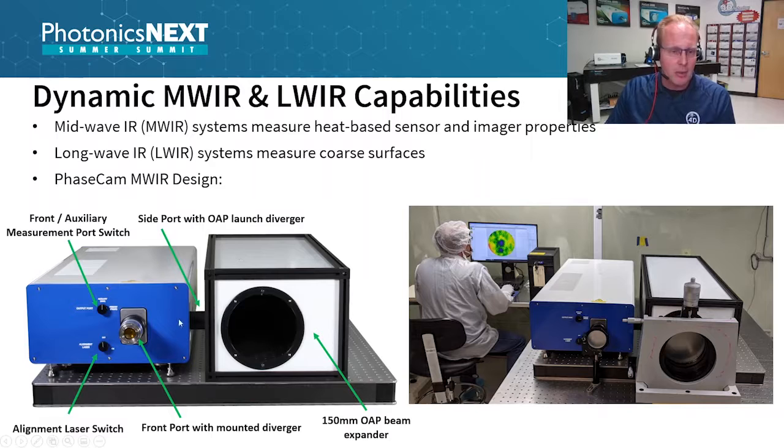And here on the bottom left, you can see the PhaseCam mid-wave IR, where we also have integrated a 150 millimeter beam expander. So you can get a 150 millimeter collimated beam using an off-axis parabola built into the instrument. And again, that allows you to set up in more difficult or invisible wavelengths and still perform these same types of measurements and operations dynamically.